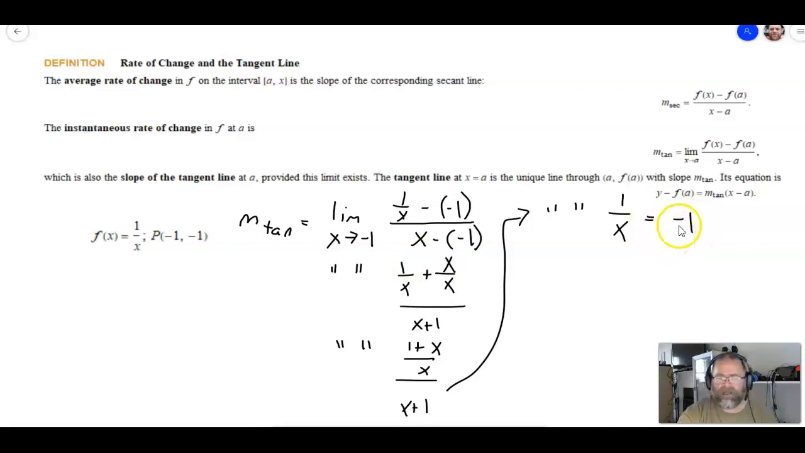That's my slope, and then what I can do if I want to find the point-slope form, that would be y minus f of a, which we said was -1, is equal to our m, -1 times x minus this x value, which is -1. And then you can just simplify from there to get your equation.